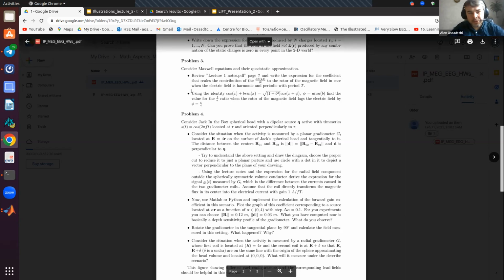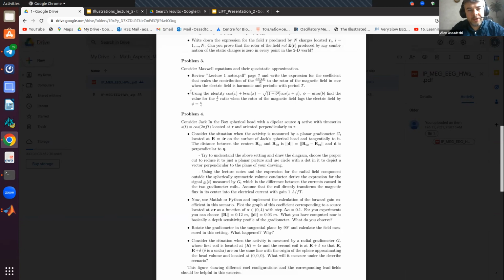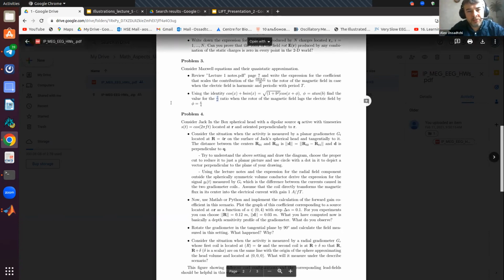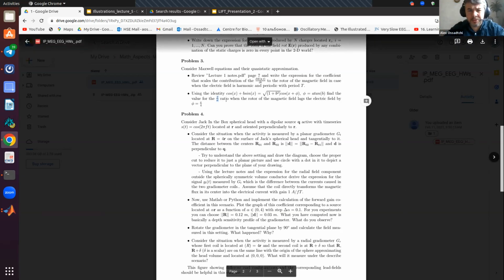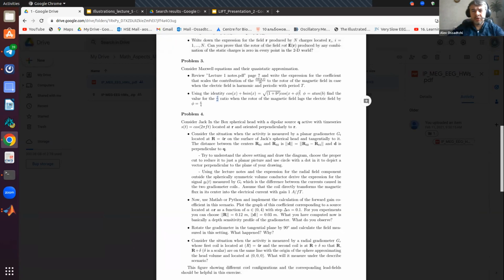So the question here is to imagine a fantastic world where the ratio of the frequency of your activity to the conductivity of the brain tissues, what ratio will result in a phase shift of pi over 4 at some fixed distance between the magnetic field and the components of the electric field? The distance is encoded here.